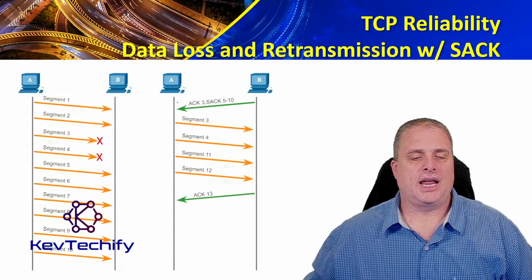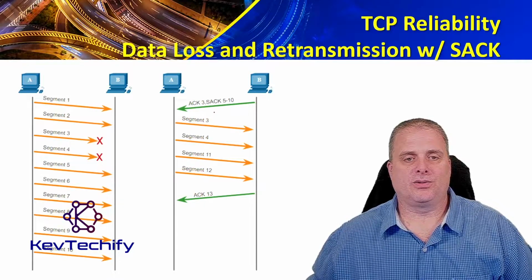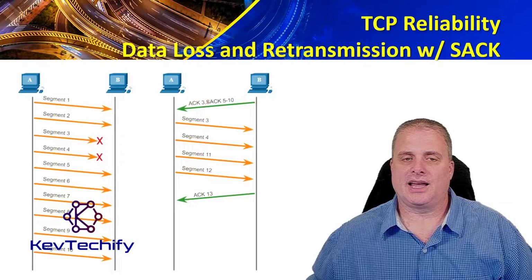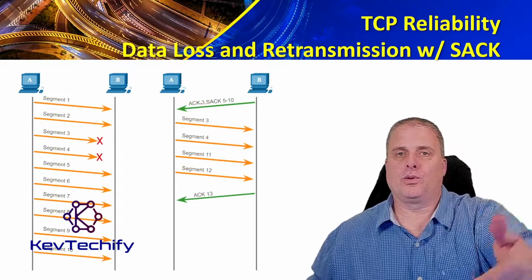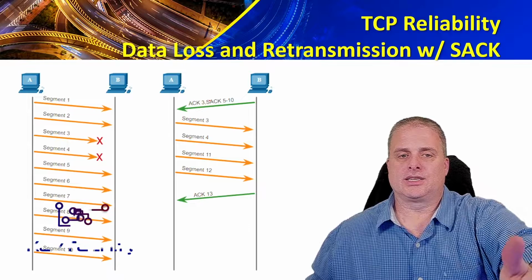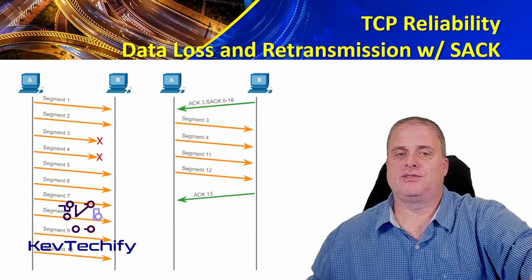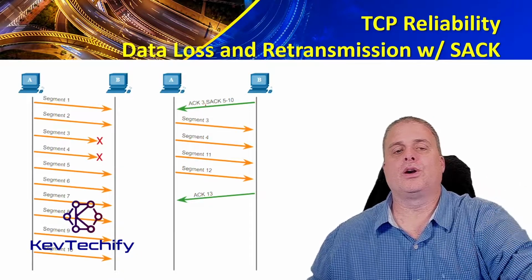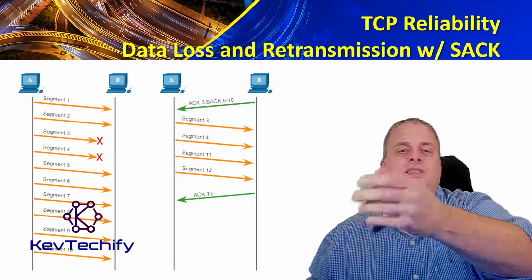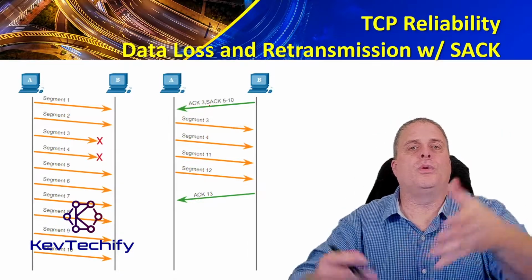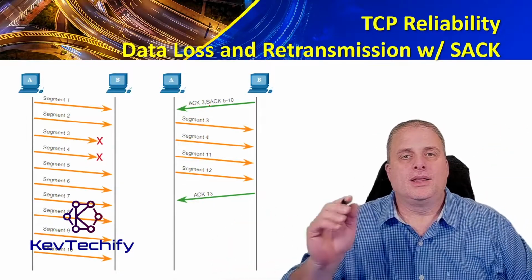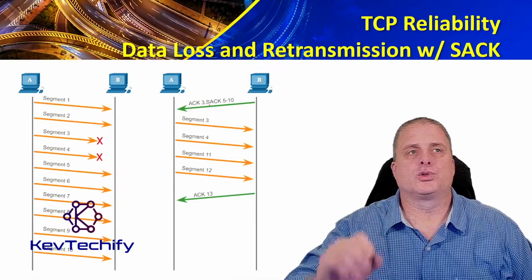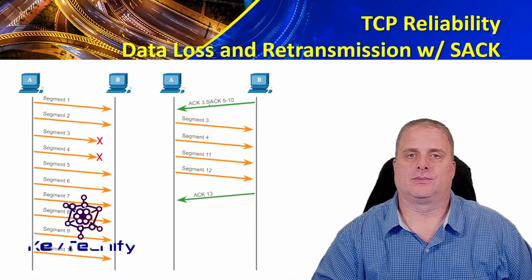And then host A sends segments 3 and 4. Notice it's got an acknowledgement that says I'm waiting for segment 3. The selective acknowledgement says I received 5 through 10, so it's missing 3 and 4. It resends 3 and 4, and then it sends a couple more because our window is open. We can send more data. That's how TCP works when you have selective acknowledgements.